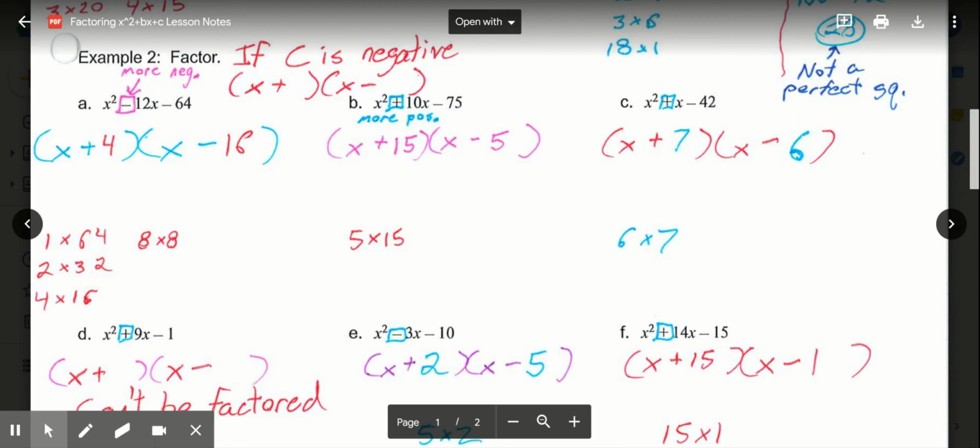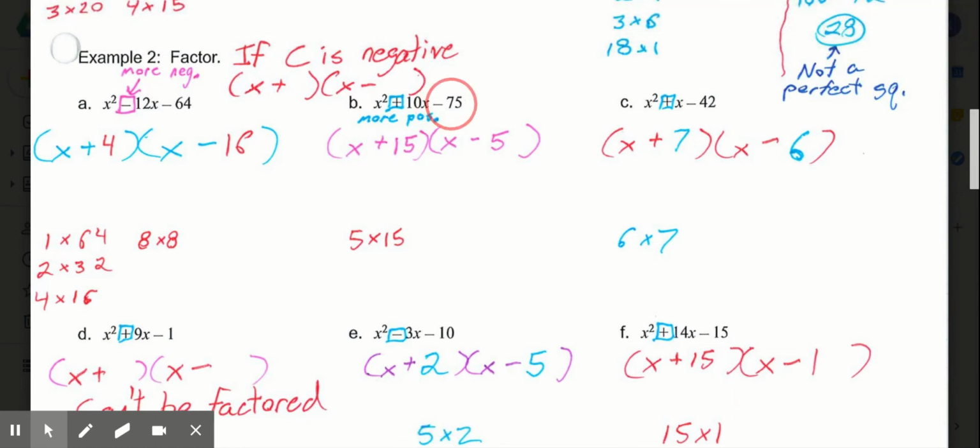So in B, I notice right away in the middle, after c is a negative, I have a plus 10x. So I need more positives than negatives. So I want to think about two numbers that multiply to be 75, and that when I subtract them, their difference is 10. So 15 times 5 is 75. 15 minus 5 is 10. And it's x plus 15 because more positives than negatives, and then the x minus 5. And again, if you would FOIL this to double check, you would get this expression here.